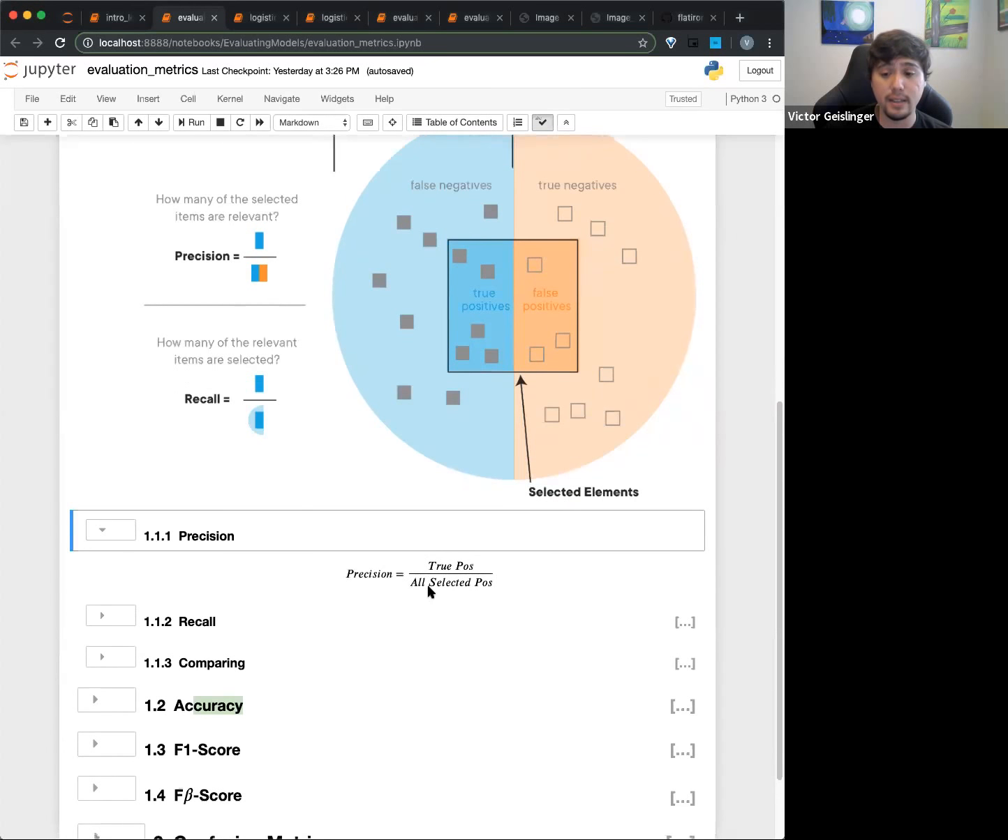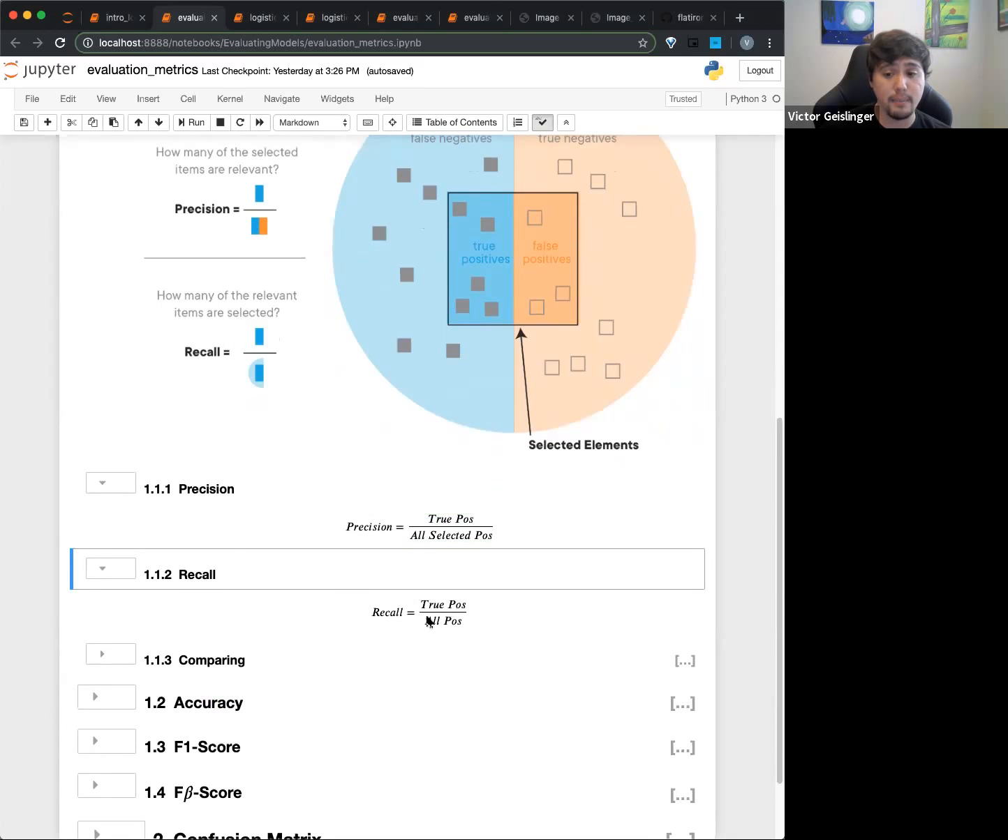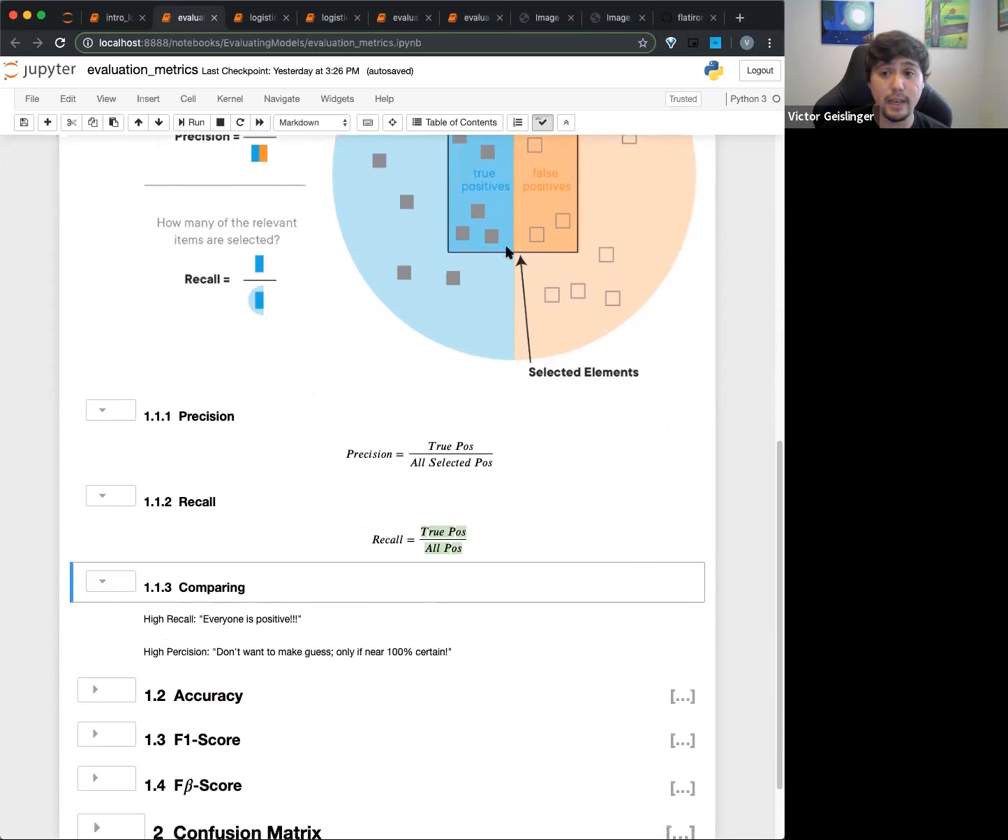So I'm just reiterating this is basically all the true positives over selected positives. It's just reiterating this exact part, but talking about true positives versus all positives. Comparing these two, for high recall, we can say everything is positive, no matter what. High recall. But for high precision, we can say I don't want to make a guess unless I'm near 100% certain. If I'm not 100% certain, I'm not going to say it's positive, which will technically get you higher precision, but your recall is going to fail in the sense that you're going to get a lot more false negatives.